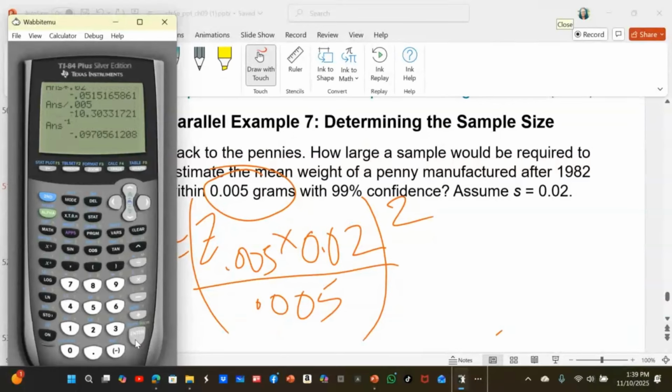So the answer that I have, let me see. Did I square? I'll go back. So second distribution, and I have number 3, and I will calculate. And then I will multiply my answer by 0.02, and I hit enter, and I will divide this answer by 0.005. I hit enter.